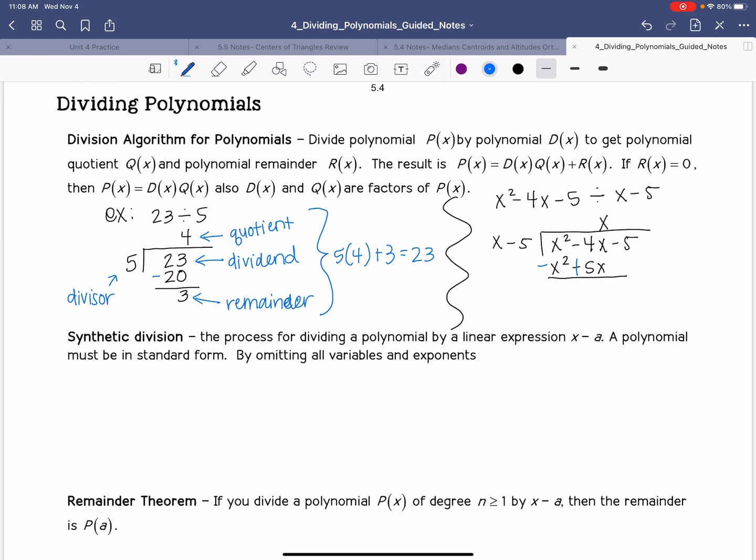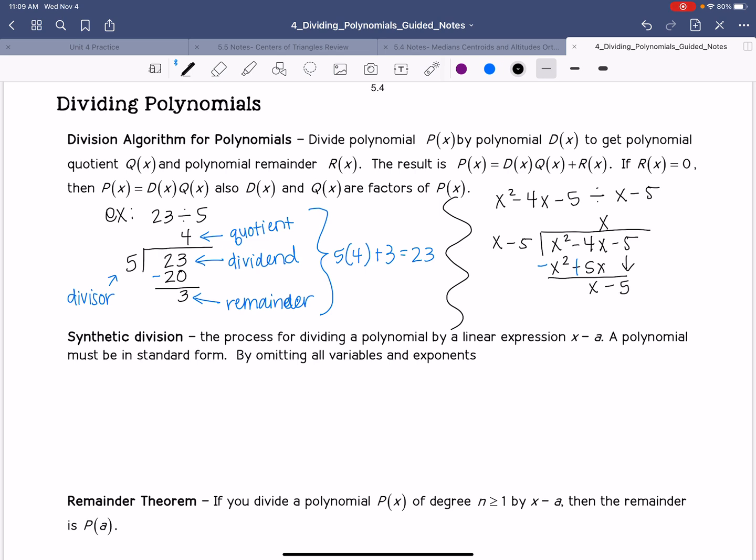I highly recommend using a different color to do this, just so it's easy to see if you do make a mistake. Oh, I forgot to switch my sign right there because it's in a different color. All right, and now we just do the math. So x squared minus x squared gives me 0. Don't need to write that. -4x plus 5x gives me an x. Bring down the next one, -5.